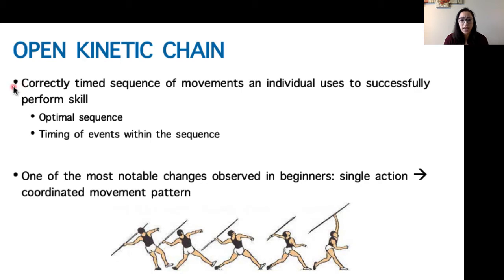The definition of this is the correctly timed sequence of movements an individual uses to successfully perform a skill. If you break down open kinetic chain, open means the ability to add elements to the sequence, kinetic refers to movement, and chain is the linking of those elements. Based on the definition, there are two primary components to the open kinetic chain: finding an optimal sequence of events for the particular motor skill, and then fine-tuning the timing of those events relative to one another to maximize your performance.